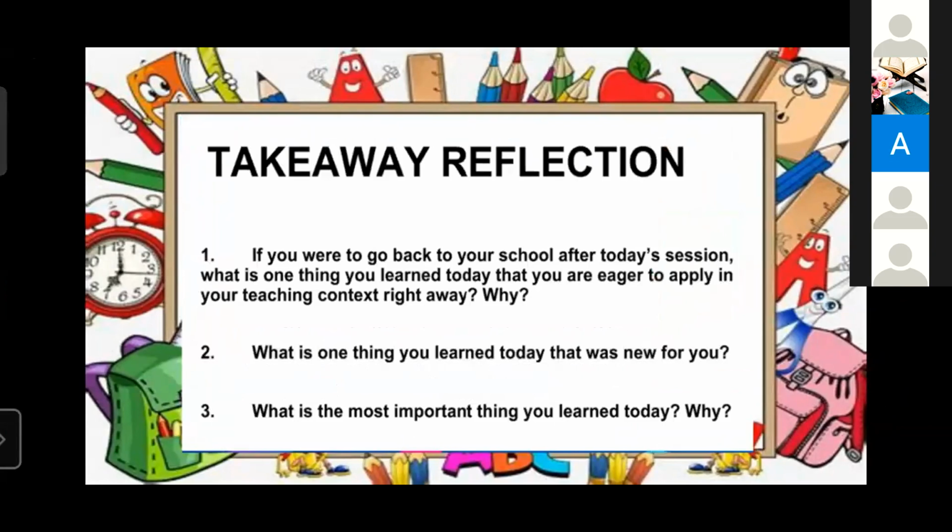Here is takeaway reflection. If you were to go back to your school after today's session, what's one thing you learned today that you are eager to apply in your teaching context right away, and why? The activities of teaching sounds. Right. Yes, which activity do you like? I want every one of you to tell me one activity he likes and wants to apply in his classroom when he goes back, inshallah.